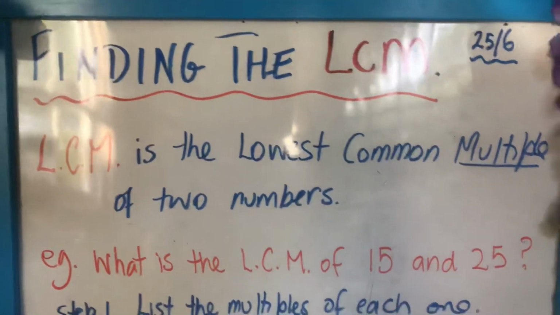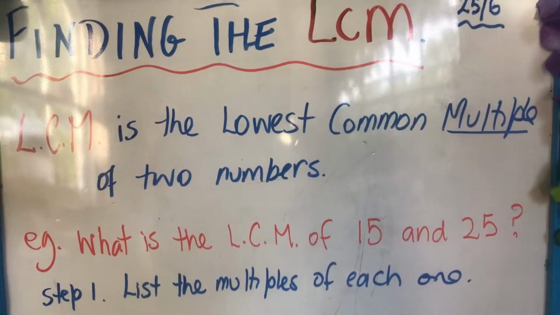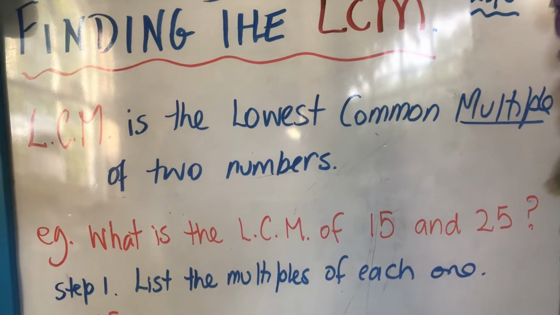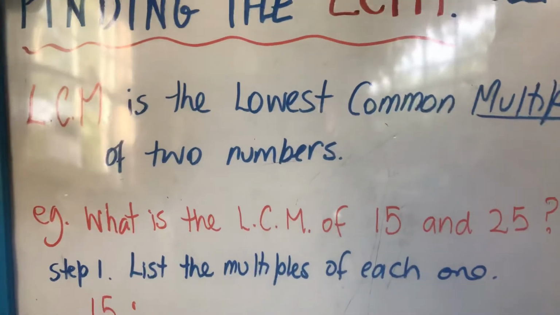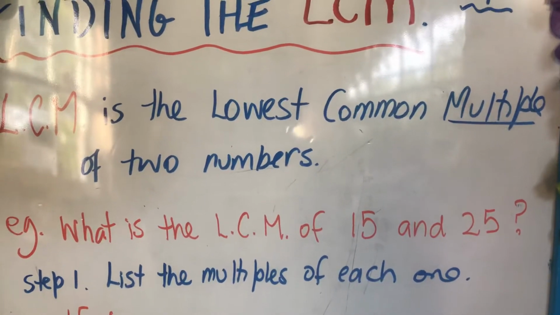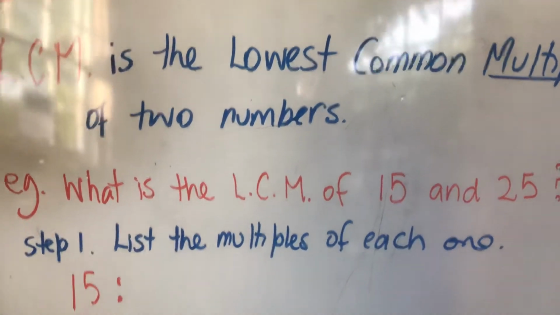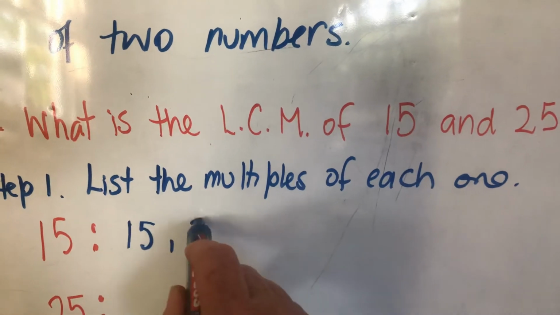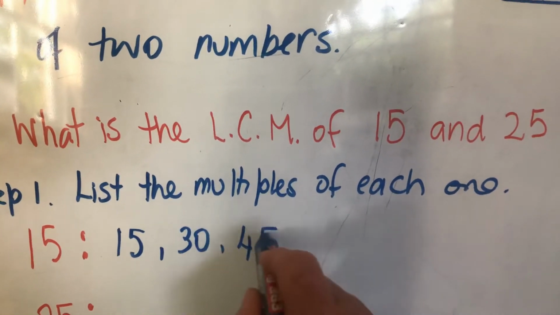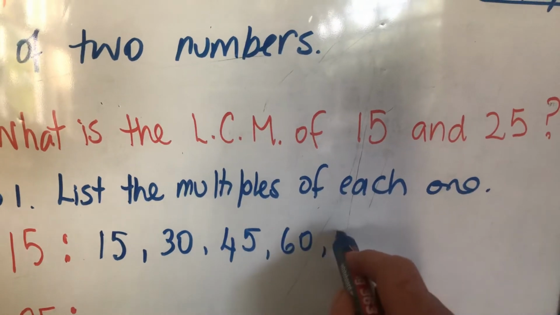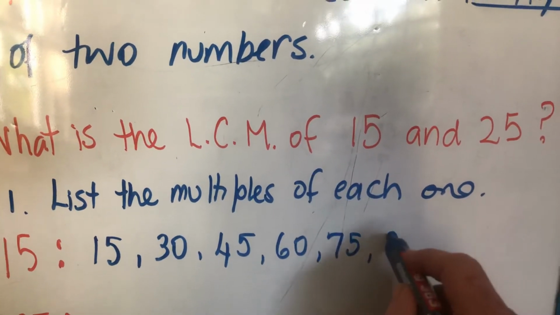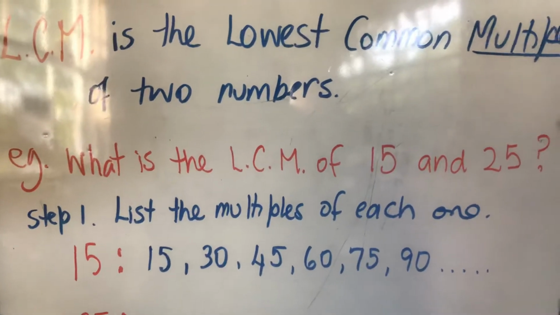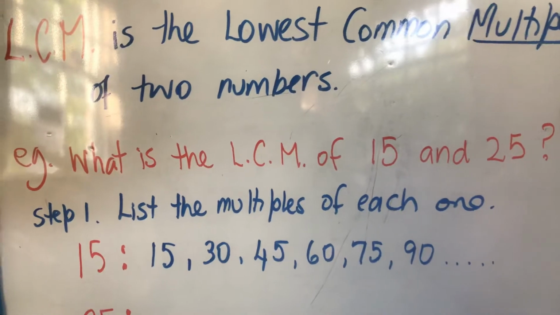So what we're looking at today is, here's your example. What is the lowest common multiple of 15 and 25? Step 1 that we have to follow is to list the multiples of each one. So that's doing their times tables. The 15 times table: here's our list. First one is 15, then 30, 45, 60, 75, well done, 90. Now, you may just put some dots on because we don't know how far we have to go before we've got one that's also in the 25 times table.